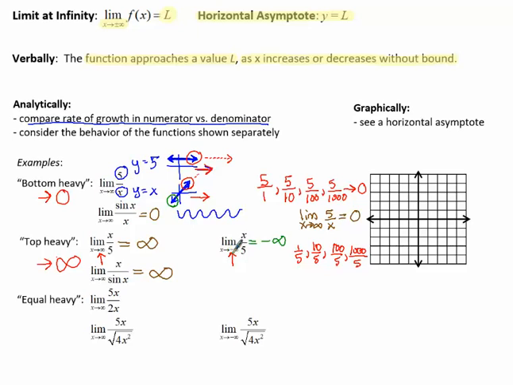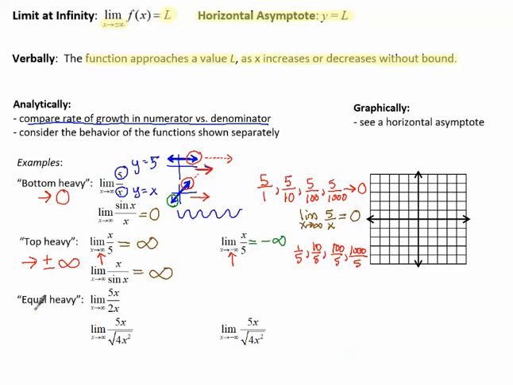It's important to look at where x is headed to answer these limits. So let's revise this a little bit. When a function is top heavy, the limit will be either positive or negative infinity. So the function will be either increasing or decreasing without bound.